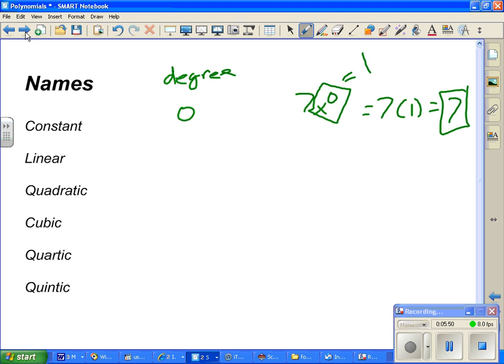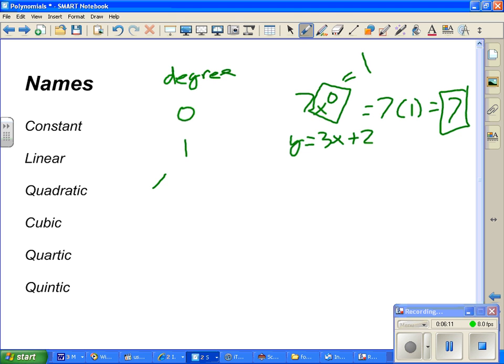In a linear equation, the degree is 1. Like lines we've been graphing. Y equals 3x plus 2. Okay? A quadratic, which we went over and over again last year.